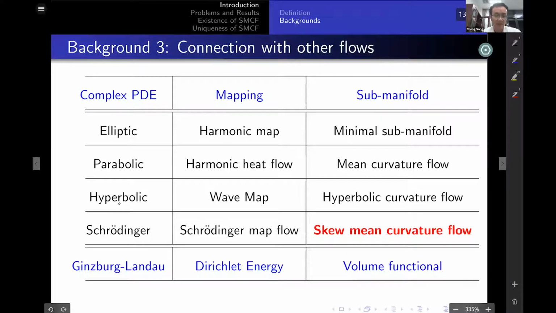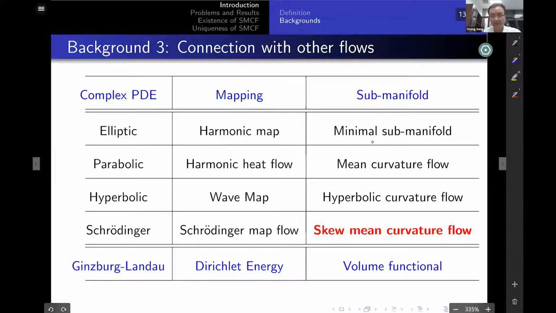So you can consider classic elliptic type equations or heat equation or wave equation or Schrodinger equation. And if instead of functions, you consider mappings between manifolds, then you have harmonic map heat flow, and wave map and Schrodinger map flow.